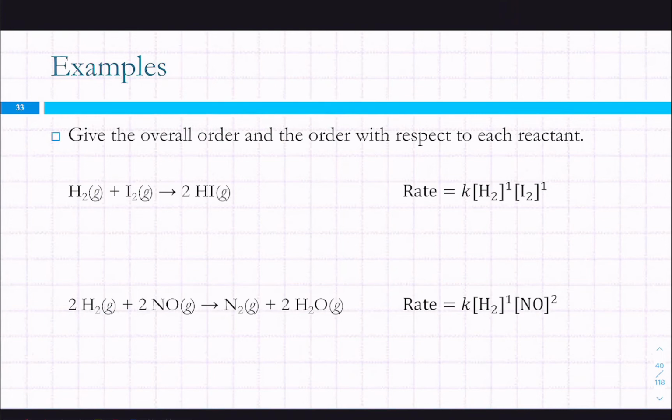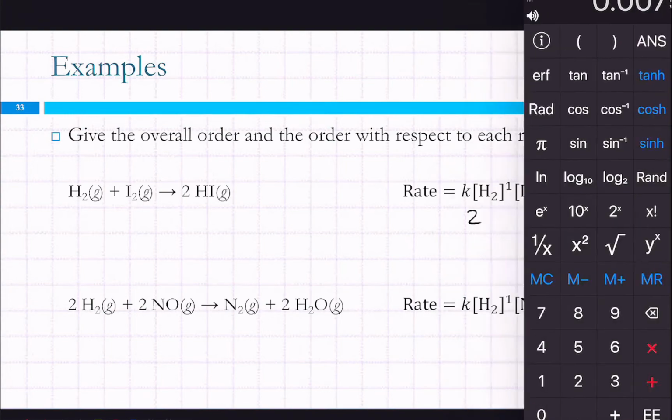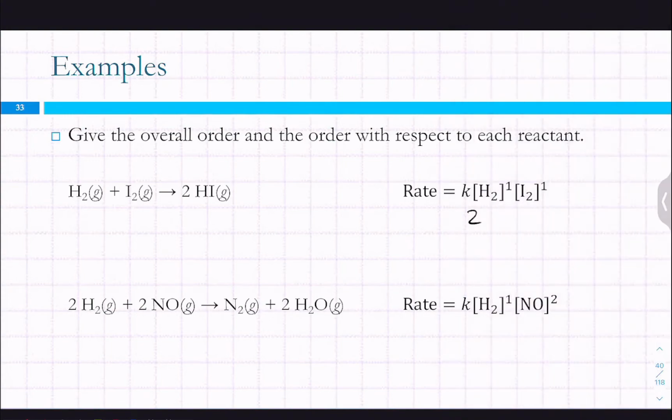Okay, so the overall order, what would the overall order be for this first reaction given this rate expression, or rate law? 2. And then with respect to hydrogen, it would just be first order. So overall equals 2. Hydrogen would be first order. Overall rate for I2 would also be first.